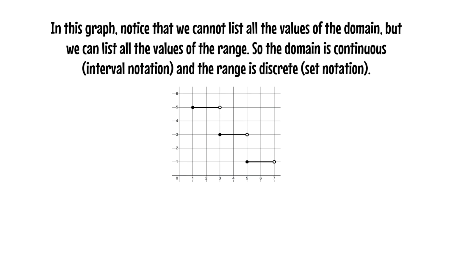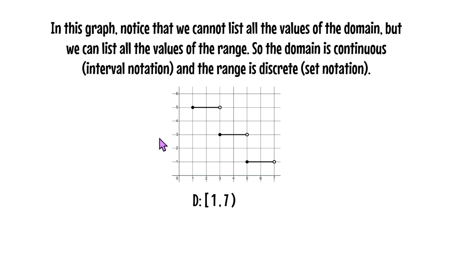All right, in this graph here, we see that we cannot list all the values of the domain. So if we're looking at the values of x that are included, right, we have all these infinitely many points in between each of these points that are included in the domain of the graph, and therefore the domain is continuous. However, when I look at the values of y that are included, I see that y equals 1 is included, and I see that y equals 3 is included, and I see that y equals 5 is included, but none of the values in between those values are included in the graph. Therefore, the range is discrete.